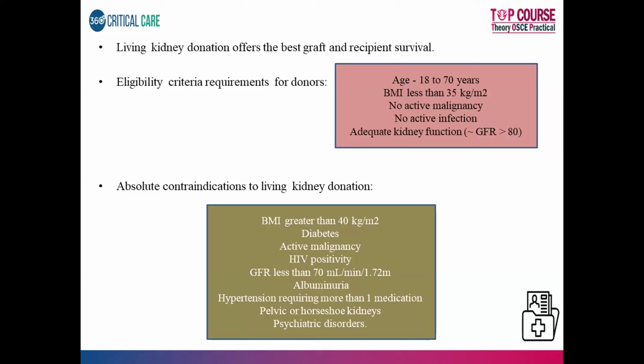Now, what are the contraindications for the living donors? BMI greater than 40 is a contraindication. If the patient has diabetes or active malignancy, HIV positivity, or if his GFR is less than 70, then he can't give his kidney. Albuminuria, if the patient has it, and hypertension requiring more than one medication. Mild hypertension is okay, but if the patient is on more than one medication to control his BP, then they are not fit for kidney transplantation.